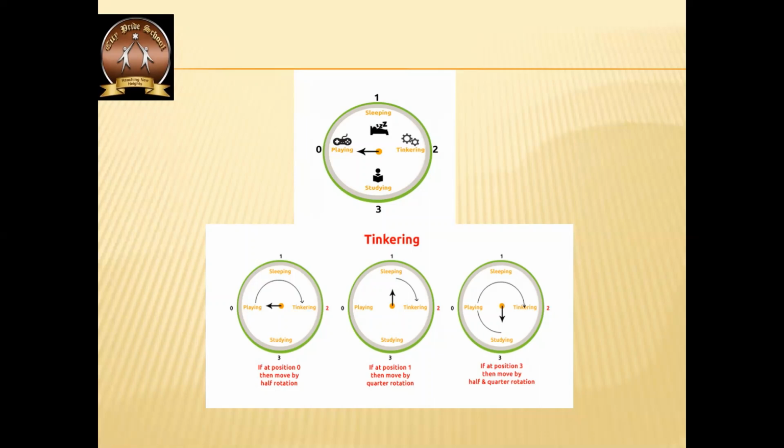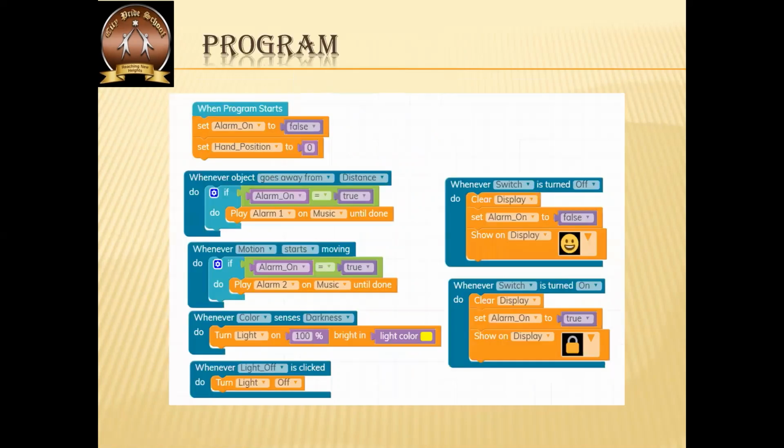If you are on sleeping, for example, and you have to go to tinkering, the motor has to cover a quarter rotation. And if you are already on sleeping and you have to now go to tinkering, we have to do one half rotation and one quarter rotation. Let us see how we are going to do the same in our programming.